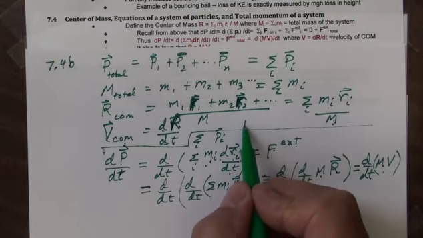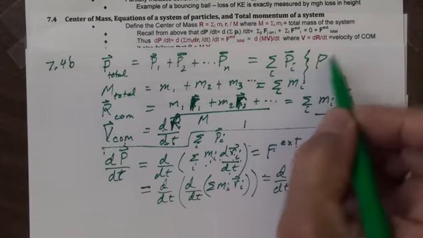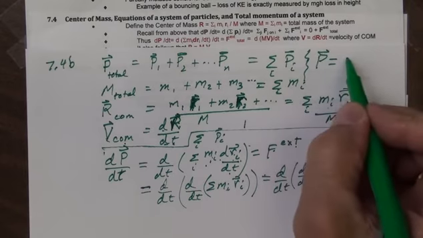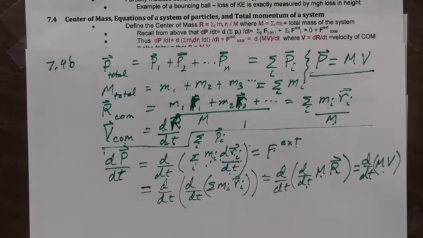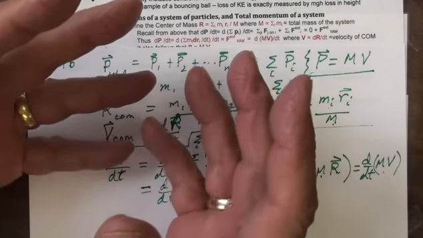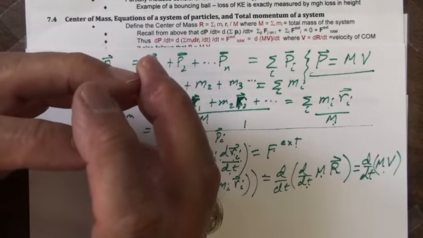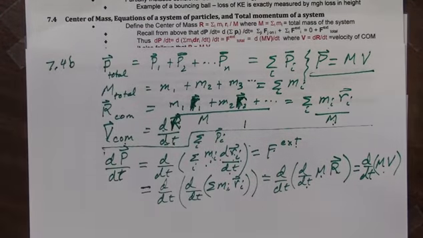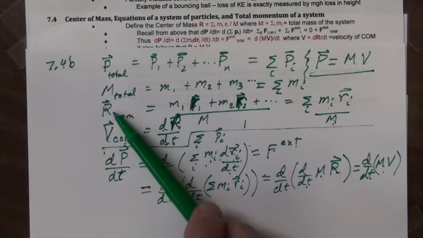We could write P also. P is also equal to, total P is m times v, which is very useful. And that means that the entire system can be treated, this whole system, as though it's one object. And we add up all the masses and we get this one mass. We look for the position and we get this one position.